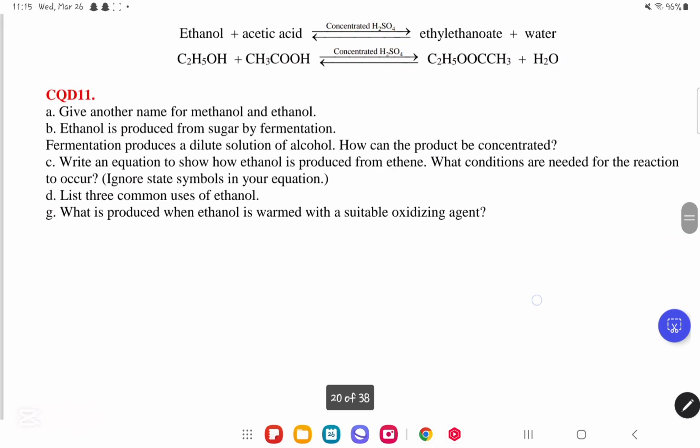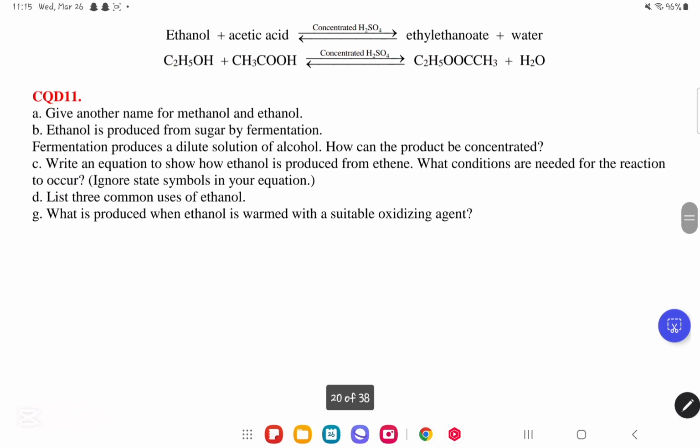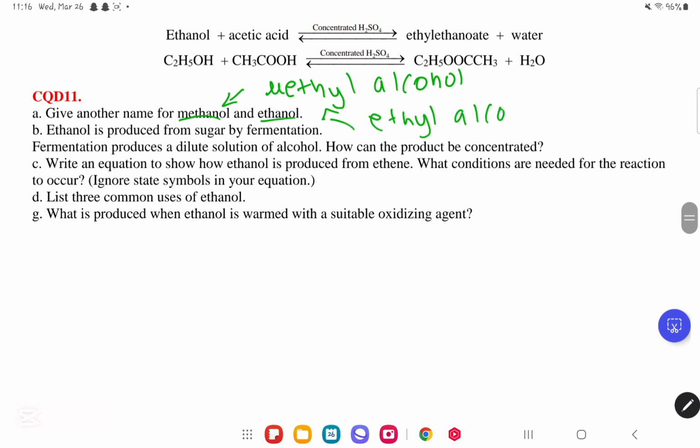Okay, we'll move on to the next question, which is CQD number 11. In CQD number 11, they said, give another name for methanol and ethanol. So you could say that methanol is methyl alcohol. You will take the number of carbons, you will put yl, and you will put alcohol after it. And then ethanol, it's ethyl alcohol, very simply.